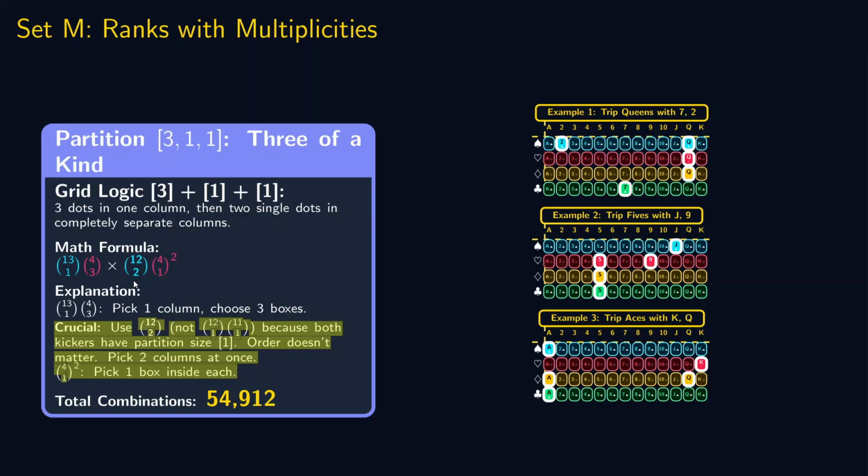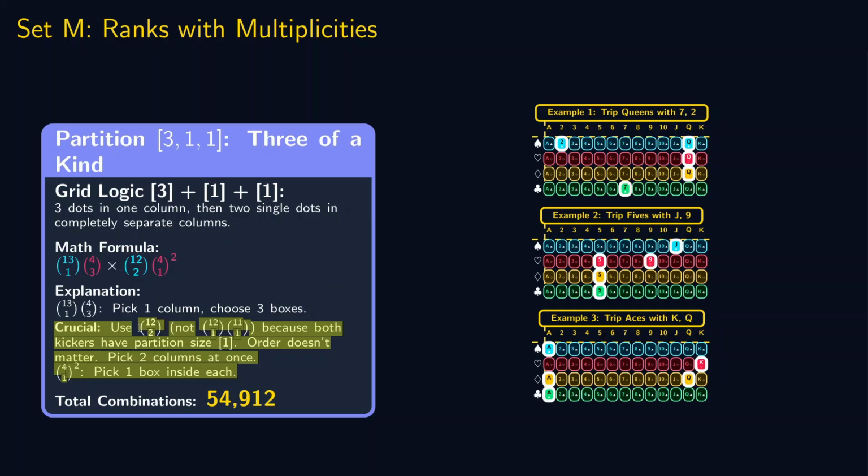If we were to choose them one at a time, first pick one column, then pick another column from what remains, we would end up counting the same pair of columns twice. Choosing 7 first and then Jack would be counted separately from choosing Jack first and then 7. But 7 and Jack together, in whatever order we chose them, represent the exact same hand. That would be overcounting. The correct approach is to choose both kicker columns simultaneously as a single pair.